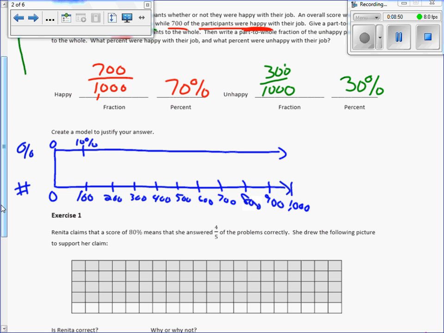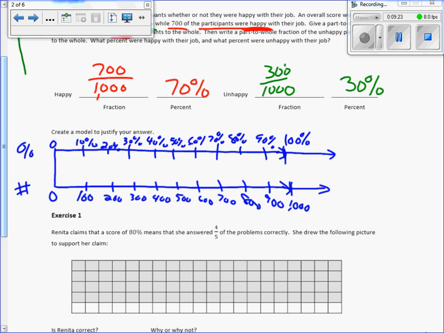Okay, didn't draw my line quite far enough. Let's do this. Make that a line. And then this is 20%, 30%, 40%, 50%, 60%, making sure these line up, 70%, 80%, 90%, and 100%. Right about there.